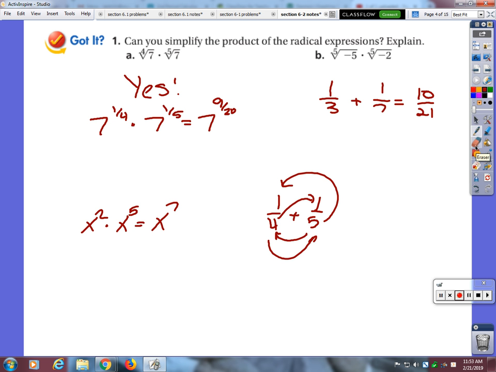Okay, can you simplify the product of the 5th root of negative 5 times the 5th root of negative 2? Yes, because what's the same? The roots are the same. So this would work out to be the 5th root of 10, which we can't simplify any further than that, but you could do at least that much.